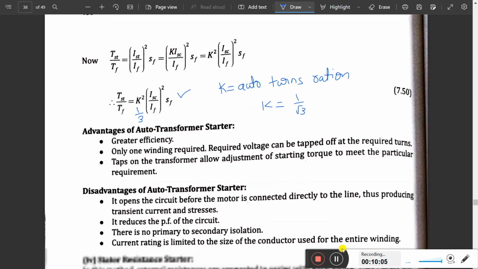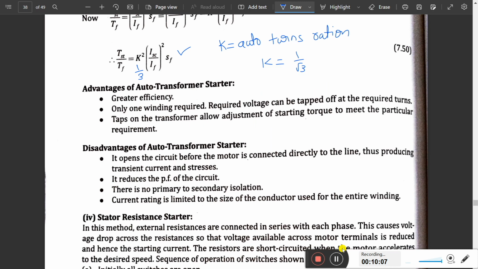Some of the advantages of the auto transformer: it has great efficiency, only one winding is required, and the required voltage can be tapped off at the required turns. Taps on the transformer allow adjusting the starting torque to meet particular requirements.